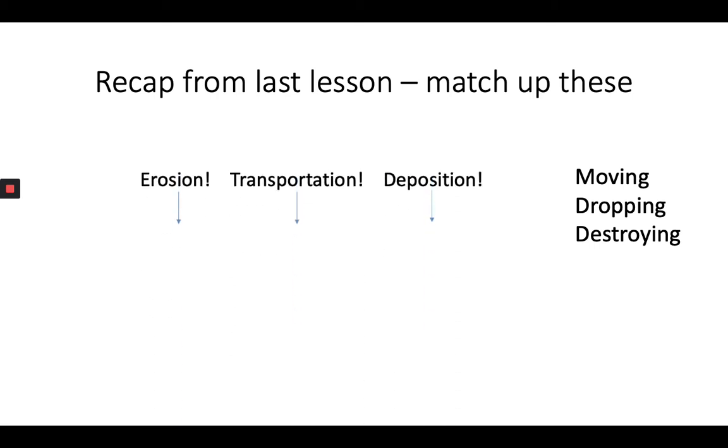So a quick recap from last lesson then. I'm going to have a go at matching up these key words with these little easy definitions. That's what you're going to quickly do as a recap from last lesson now. So pause the video and give yourself some time, match them up. Perfect. So erosion is destroying, transportation is moving, and deposition is dropping off. Fantastic. Hopefully you understand those words now.